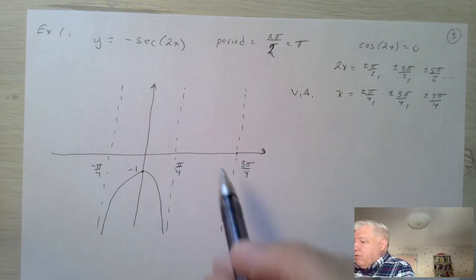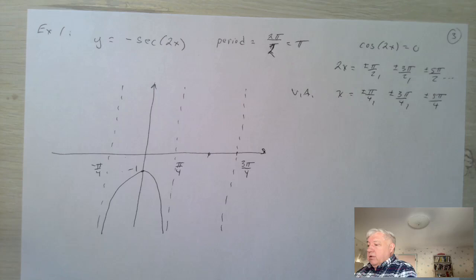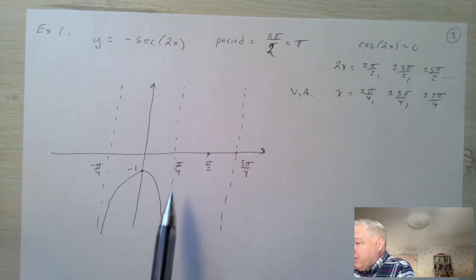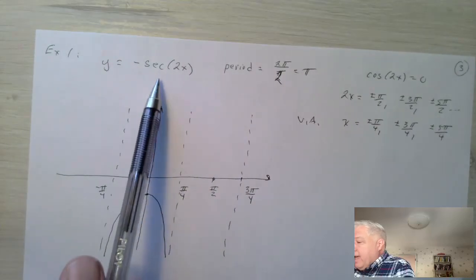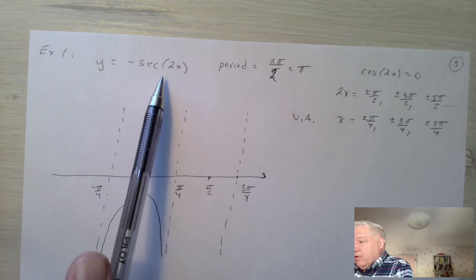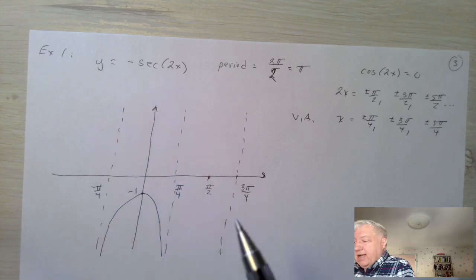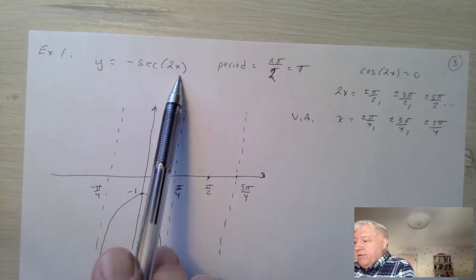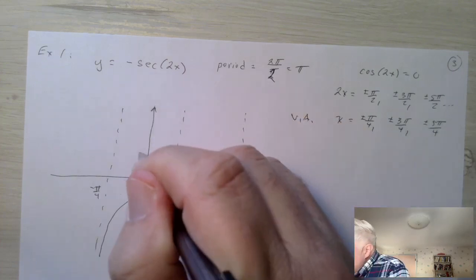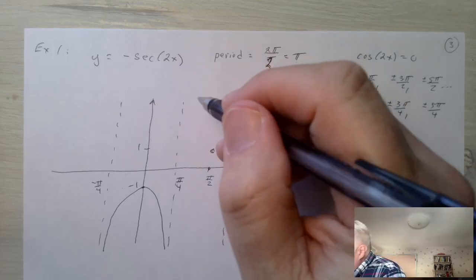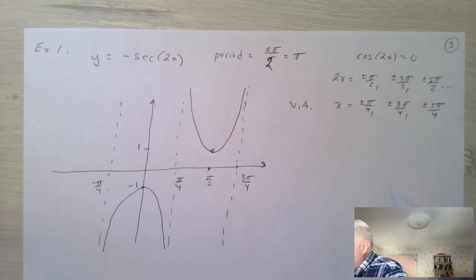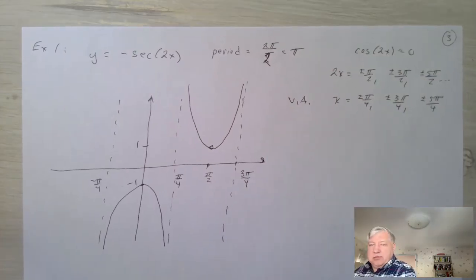And let's see, the middle point here, well, that will be 2 pi over 4 or pi over 2. If we plug that in here, we get the secant of 2 times pi over 2, which is the secant of pi, which is 1 over the cosine of pi. The cosine of pi is -1, so the secant will be -1, and put a minus in front of here, that'll be +1. Okay. So now you'll see that all of the graph is above this. And then the graph just repeats.